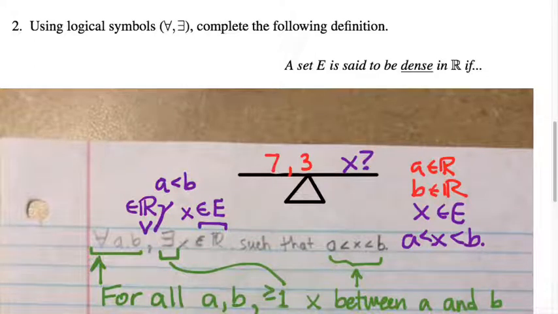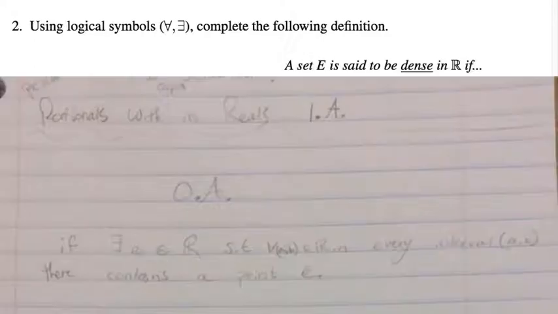I want to make one more point about this definition using one other person's paper that I saw while I was walking around. Here's an alternate version of this definition that I saw on one of your papers. A set E is said to be dense in R if there exists an E, which is a real number, such that for all real numbers A and B, in the interval from A to B there contains a point E. So first of all, what do you notice about this definition as compared to the definition that we just finished amending? What's similar and what's not similar?